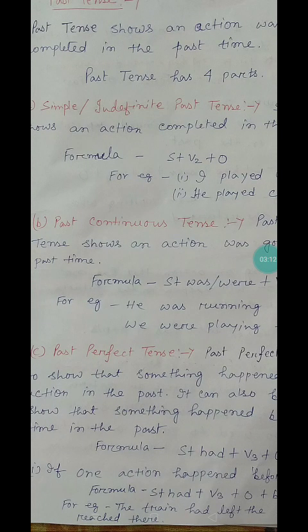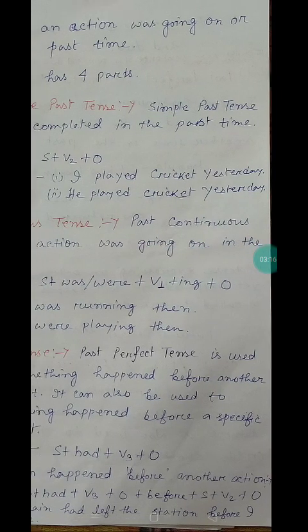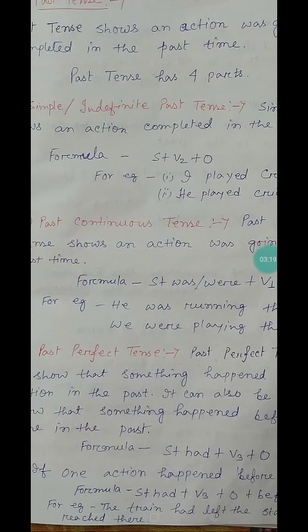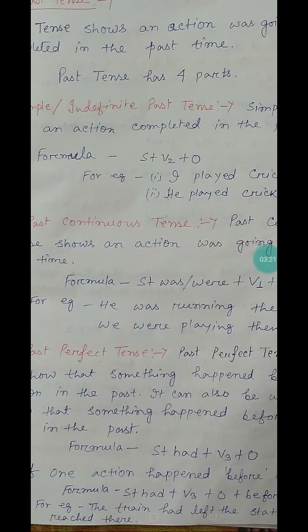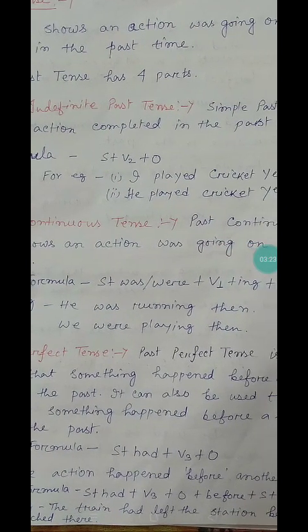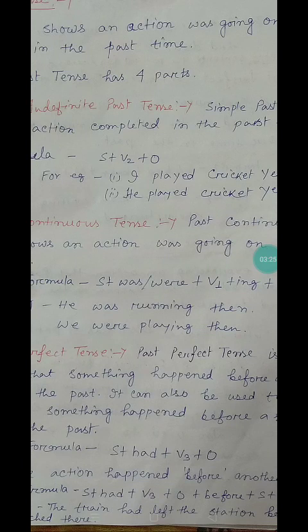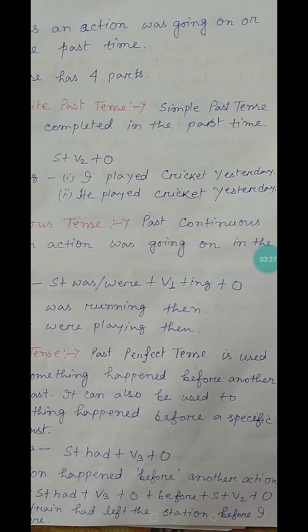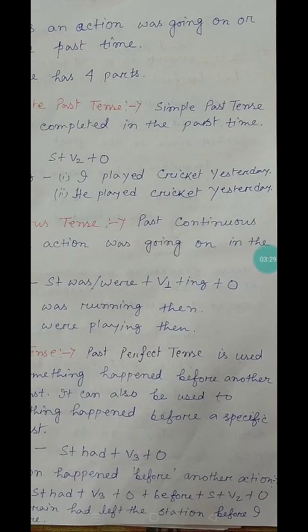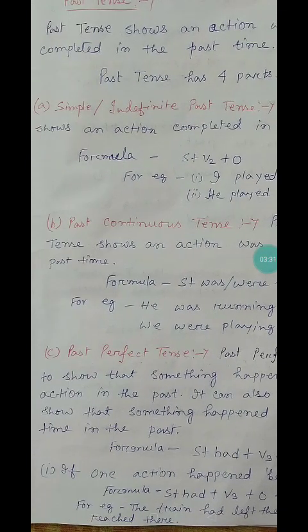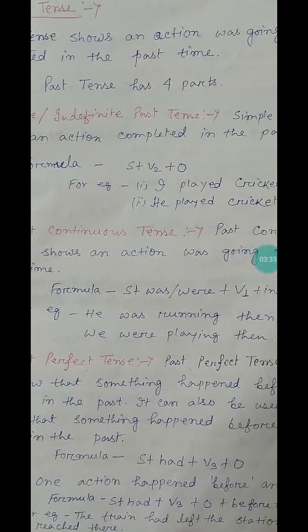Now you see the example, you will get to understand. The train had left the station before I reached there. At the bottom of the page you can see the example. The train, it is the subject, then had according to the formula, left V3, the station object, then before I second subject, then reached V2, and there object.